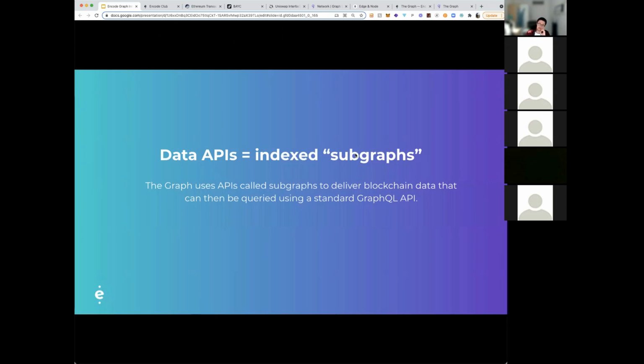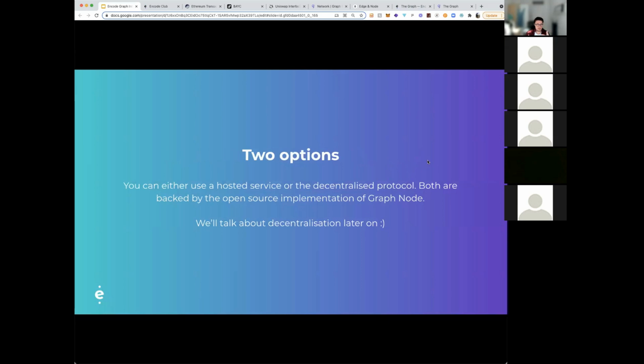Cool. And that can then be queried using the standard GraphQL API. We won't go over that at the moment. I don't want to get too complicated. It's supposed to be a whistle-stop tour to give you some vague understanding of the graph and what it's kind of doing.